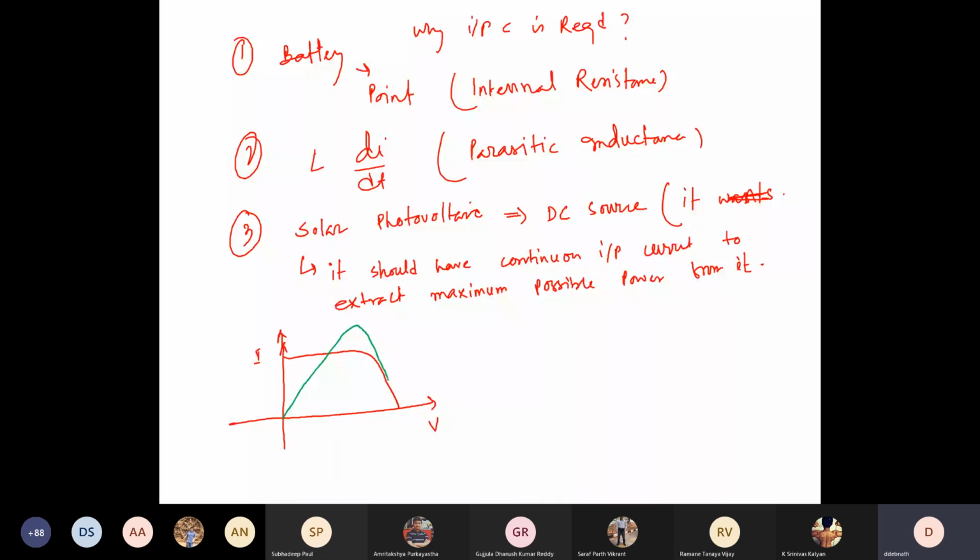This is P versus V. The red one is I versus V. So how do you understand this graph? At different points of time, if you apply different voltage, let us say this is 100 volt, and this will be around 80 volt. Just ratio I'm telling you. This could be say 30 volt.